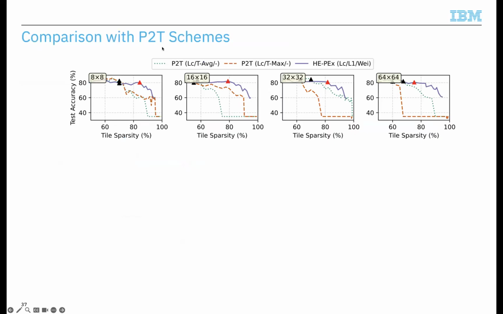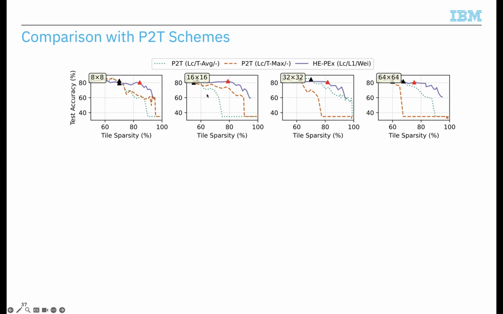So there was a competing scheme called P2T. Basically, P2T at a high level looks for entire tiles that can be pruned. So you can think of it as going tile by tile on the weight tensor, scanning through all the weights, and then looking at the tile with, let's say, the least average of all the weights, and then removing the bottom 10% or whatever of those tiles. So that would be the P2T approach versus our idea called HE-PEx, which is a careful prune, permute, and then second round of prune, and then retrain approach.